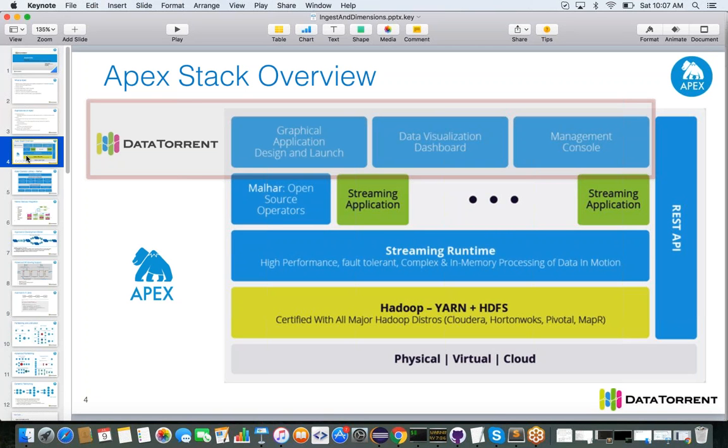HD Insights. On top of this, you would have the streaming runtime, or the Apex core engine. It's a high-performance, fault-tolerant, in-memory data processing engine. Apex is based on the philosophy of taking data to compute and not compute to data. Taking data to compute works very well with scale-out architectures, the ones that run on thousands of nodes doing a lot of heavy processing.